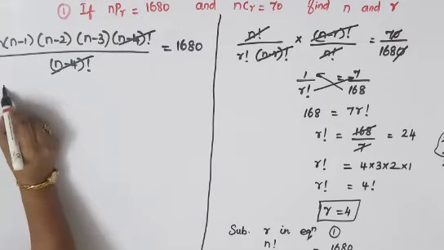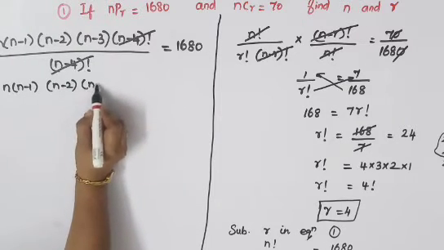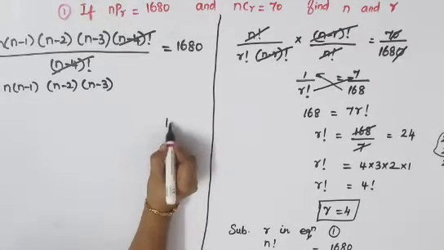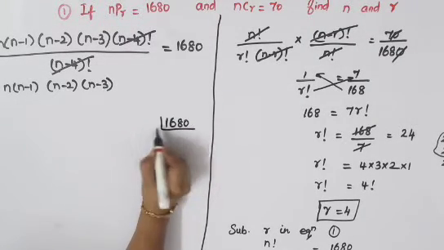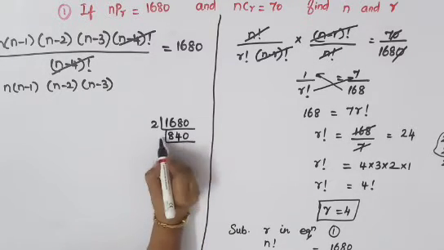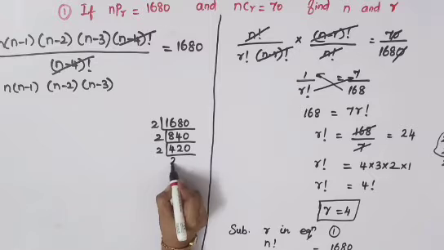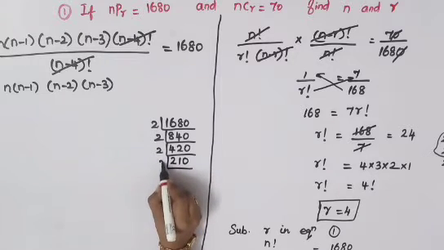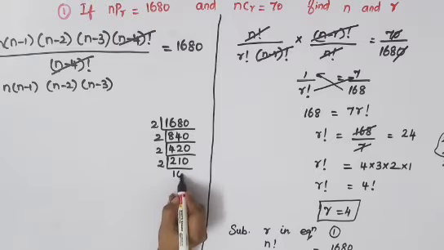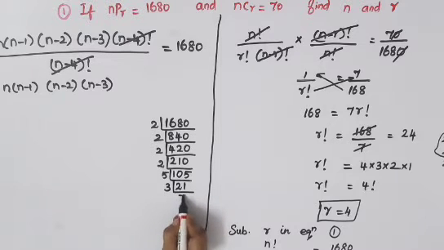So you'll get n into (n minus 1) into (n minus 2) into (n minus 3) equal to 1680. For 1680, go for division. Dividing by 2, you'll get 840. Again by 2, you'll get 420. Again by 2, 210. Again by 2, 105. Add the digits together, 1 plus 0 plus 5... 105 divided by 5 is 21. Again dividing by 3, you'll get 7.